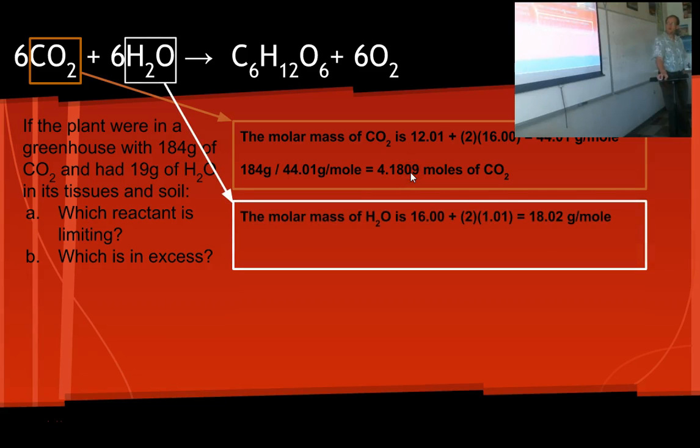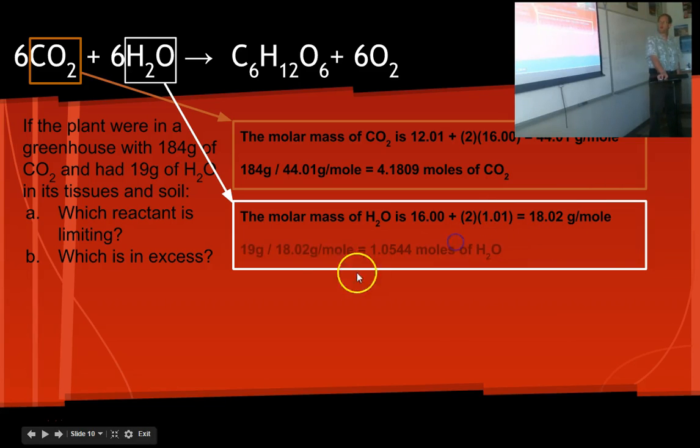Now, the molar mass of water is 16 for the oxygen and 2 times 1.01, that's the hydrogens. So 18.02 grams per mole is the molar mass of water. So I have 19 grams of that. 19 divided by 18.02, I have 1.0544 moles of water. So looking at this, I have 4 moles of CO2 and 1 mole of water. I'm supposed to have as many moles of CO2 as I do of water.